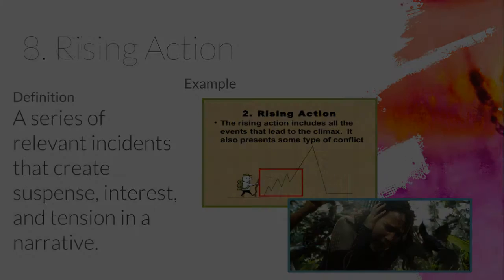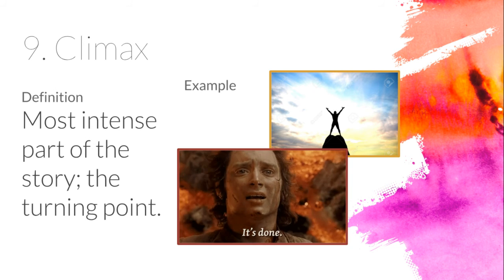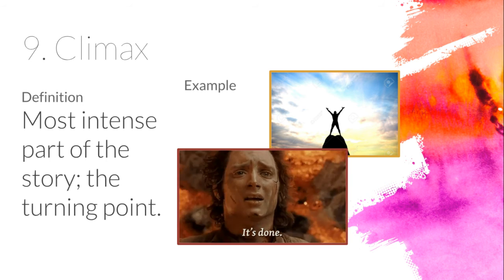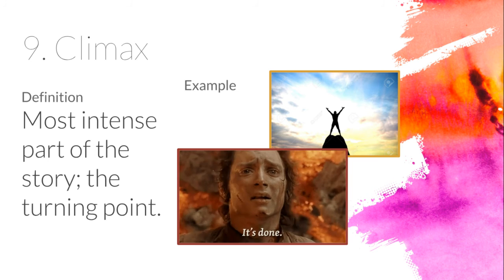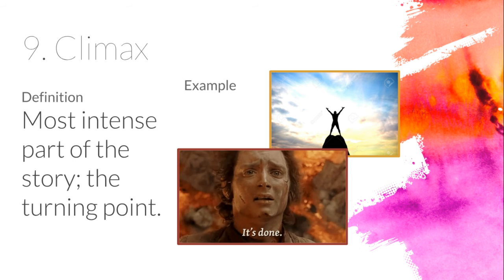Think of the climax, which is next, as the Big Bang. This is the most intense part of the story. This is the make or break moment for the protagonist. So in Frodo, he finally goes, it's done. He gets rid of the ring and it's finally gone at the very, very end. So it's the big make or break moment, the final battle.